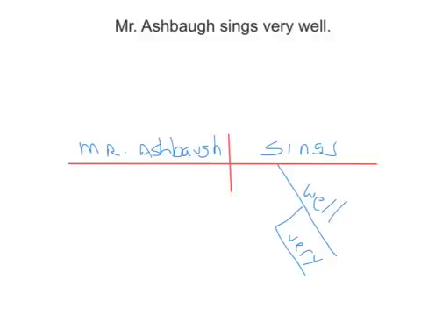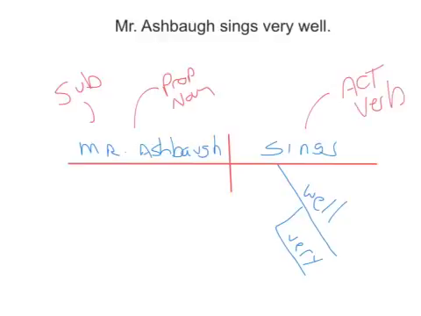Remember our labels here? It's a proper noun, capitalized. Subject, right? What does he do? He sings. So this is an action verb. Predicate. How does he sing? Well. So well is describing a verb, so it must be an adverb. How well? That's an adverb as well, because adverbs modify other adverbs. Another easy one. Take that.